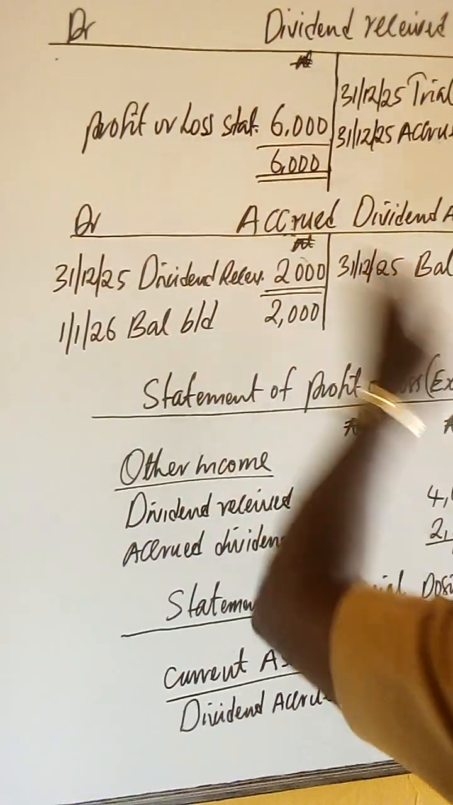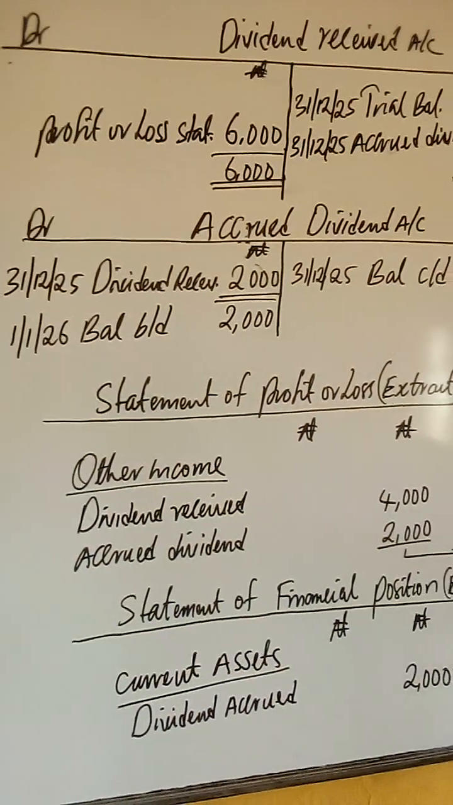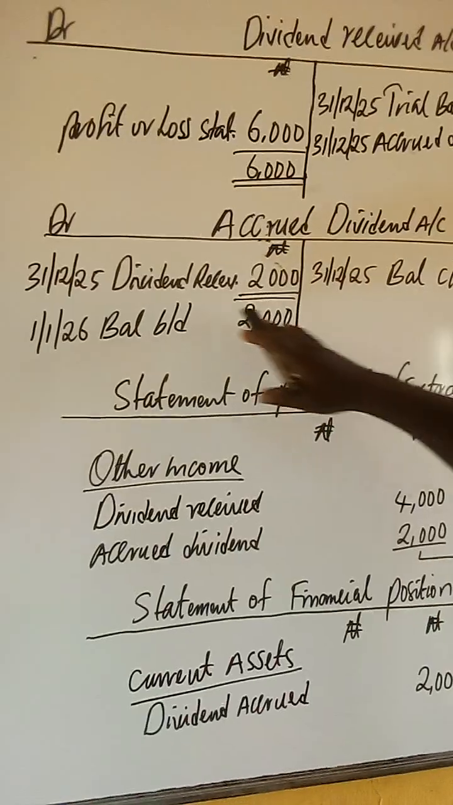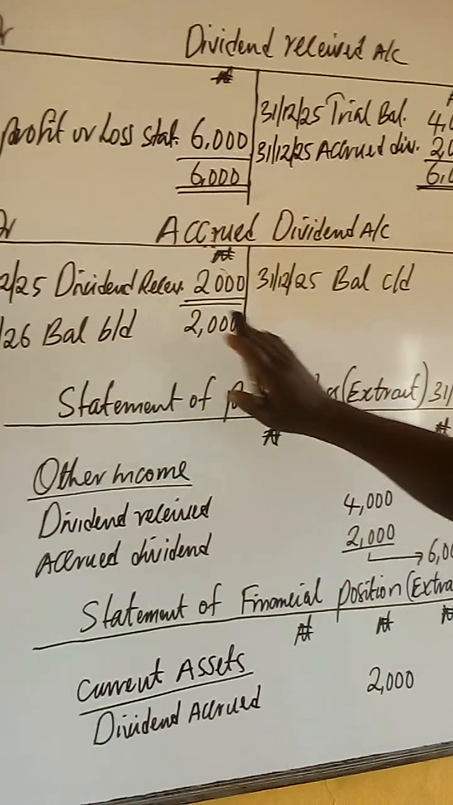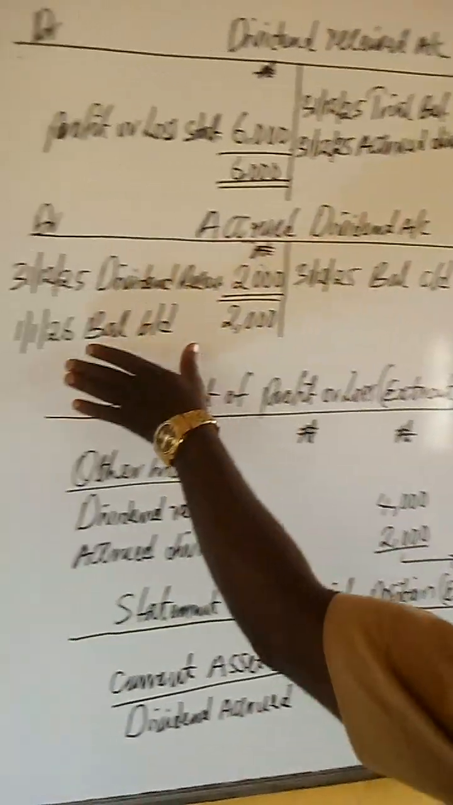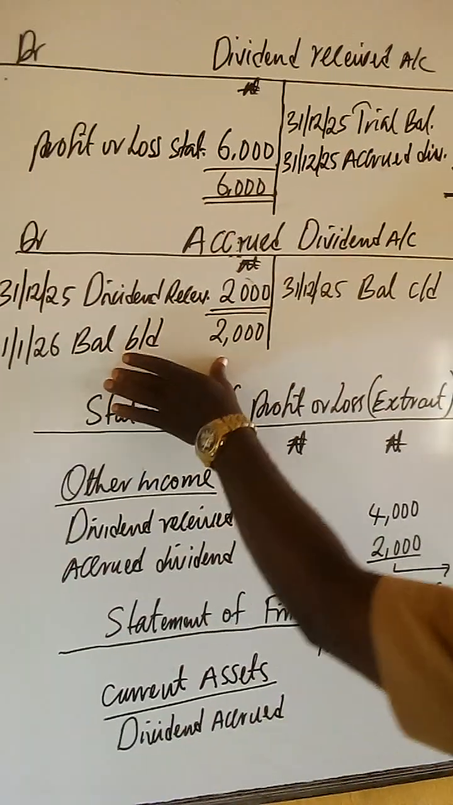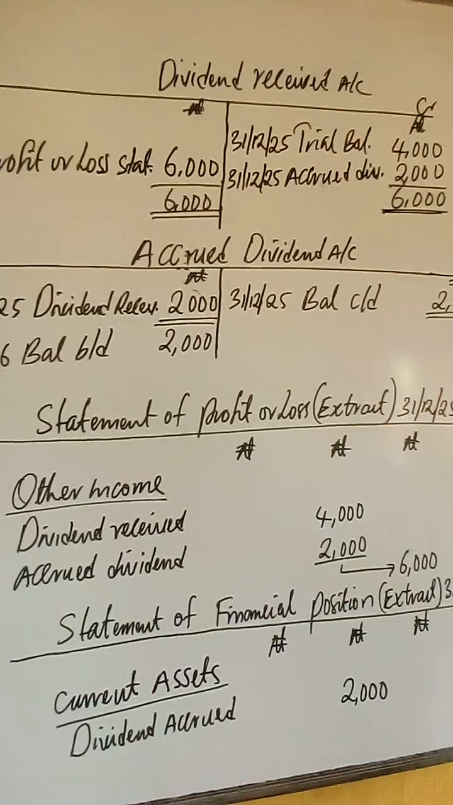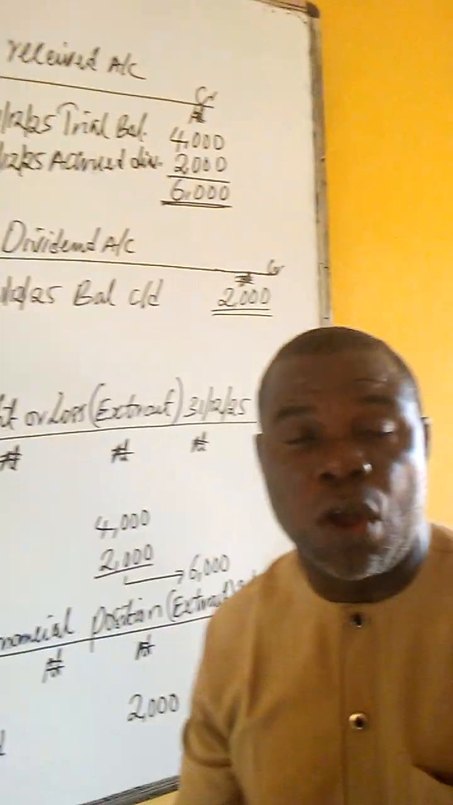Then the next, you balance the account up by saying the balance carried down in the accrued dividend account is 2,000. Then the balance brought down will be 2,000. Mind you, accrued dividend is a current asset.